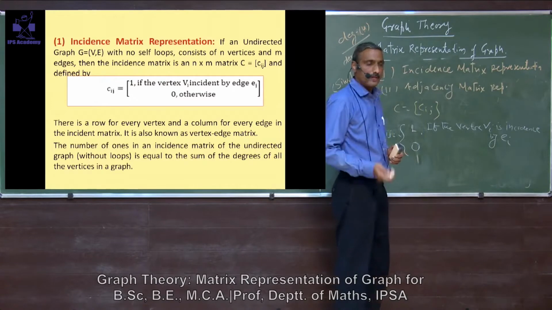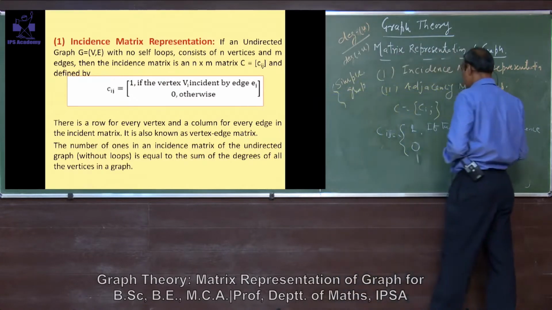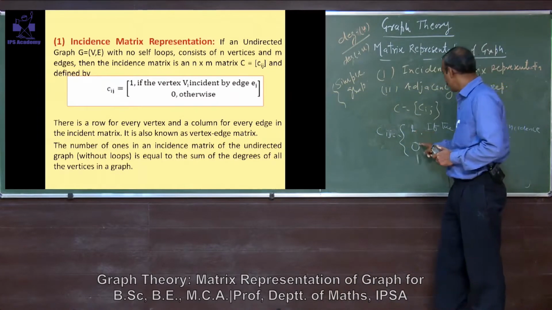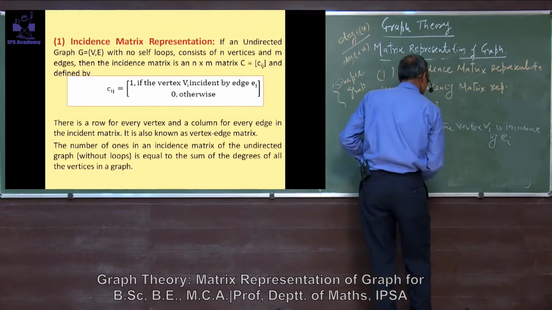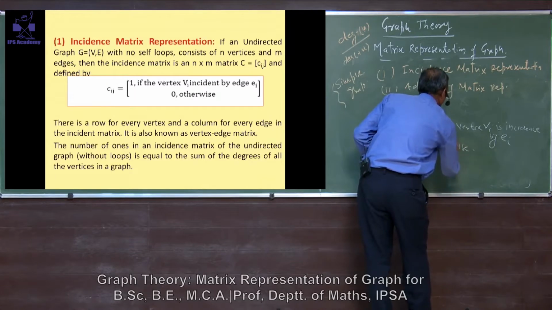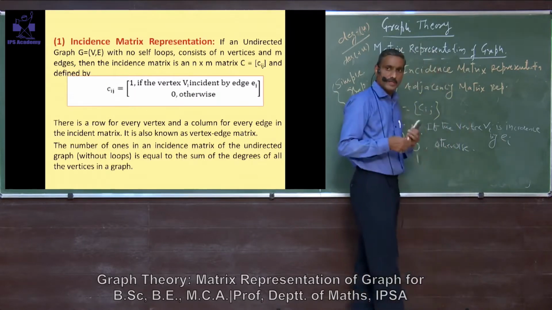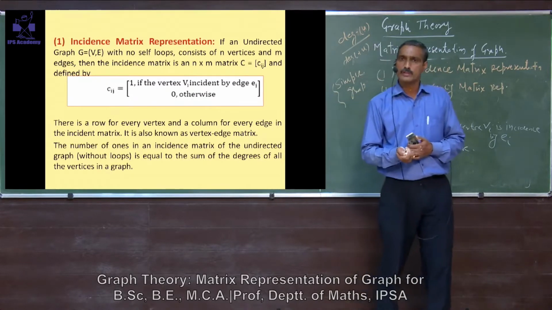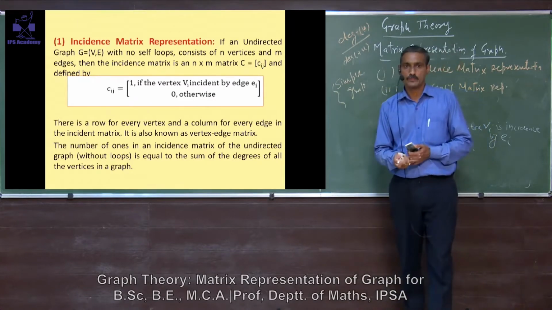That means if any edge is incident on any vertex, then we put 1, otherwise it will be 0. If not incident, we put 0. This is a simple concept. If any edge is incident on any vertex, then put 1, otherwise 0.